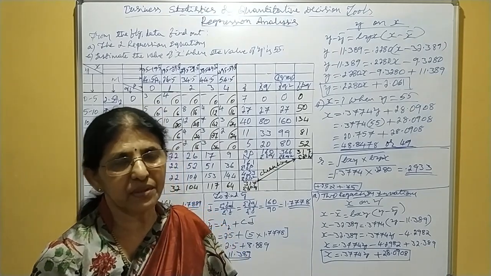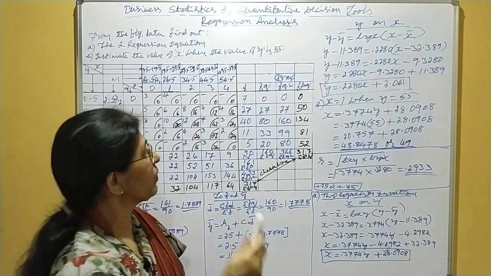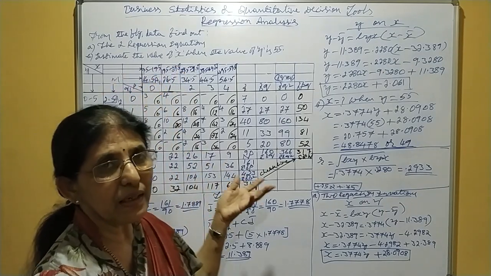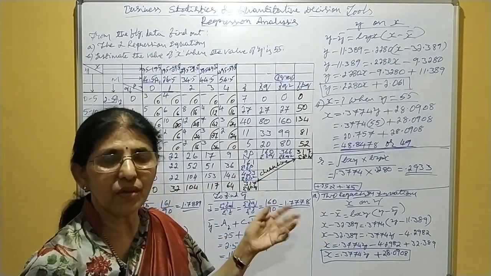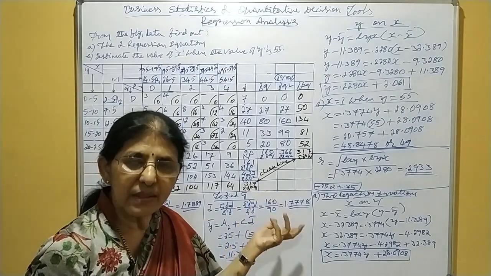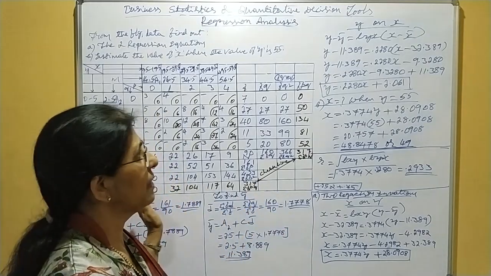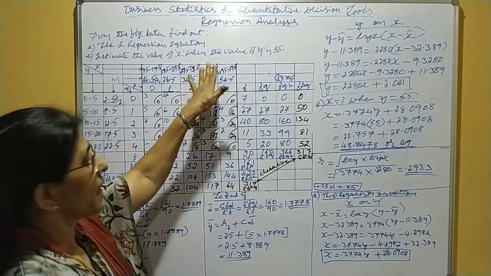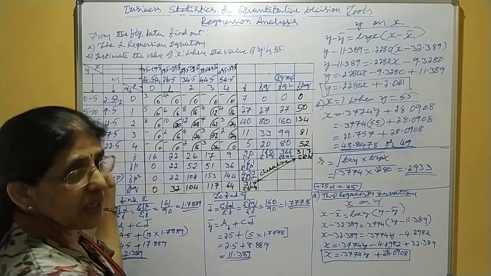Now I take one more problem where one of the variables is given under a discrete series. Okay, it may be given both under discrete series, or one in discrete series and the other in continuous series. Here one variable is given in the inclusive method, the other under the exclusive method.